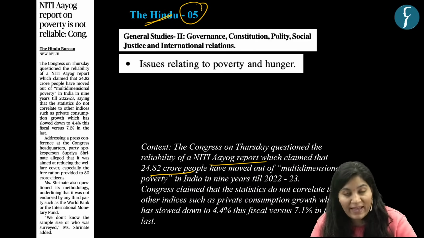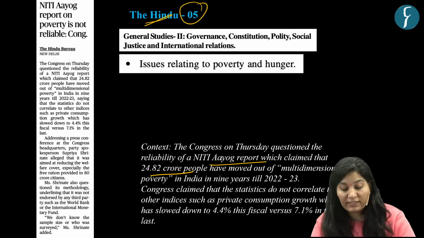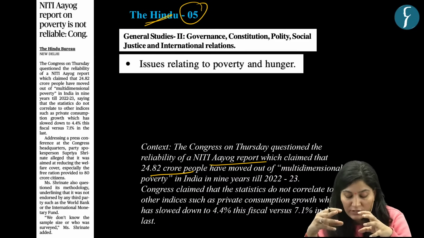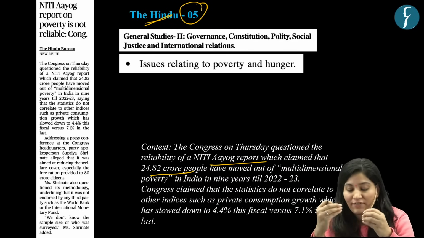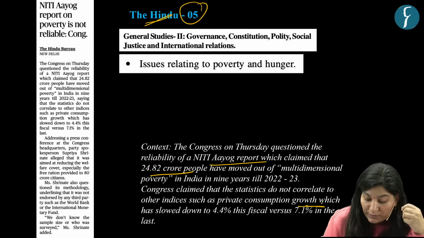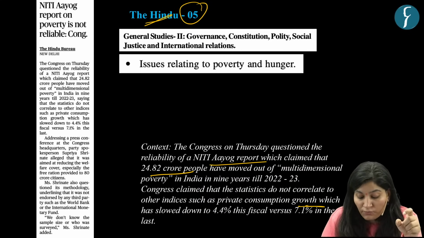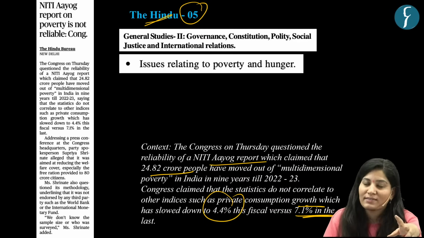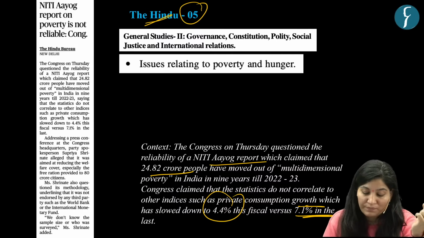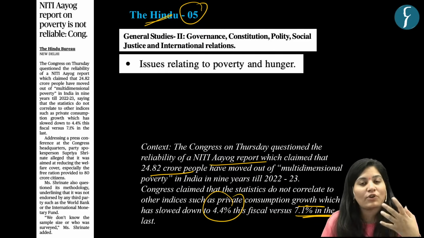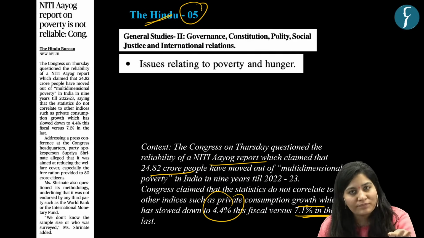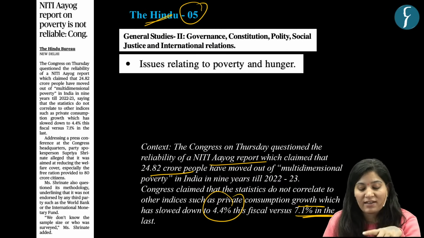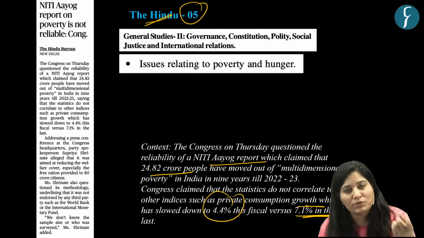But why did they raise such a question? Because the given statistics do not relate to other indices like private consumption growth, which has slowed down to 4.4 this fiscal versus 7.1 in the last. Because of this, they have a doubt. Now, as this article talks about multi-dimensional poverty, you can see that poverty and hunger is an important theme under social justice in GS paper 2. Okay.